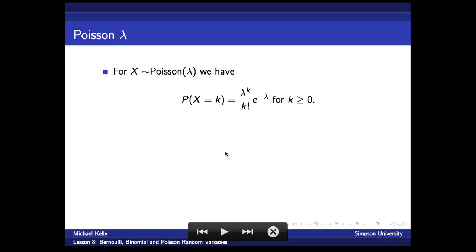So that gives us kind of an infinite refinement of the time intervals so that we don't end up accidentally counting a time interval as 1 even though we had 2 phone calls during that time interval. And we also can account for any number of phone calls that may occur during that time. So the probability X equals k is lambda to the k over k factorial e to the minus lambda for k bigger than or equal to 0.